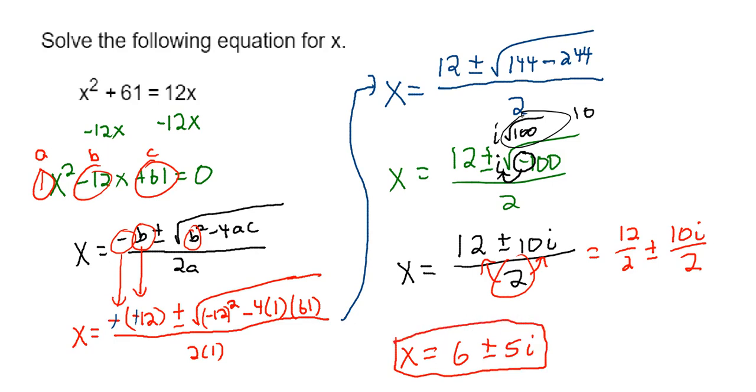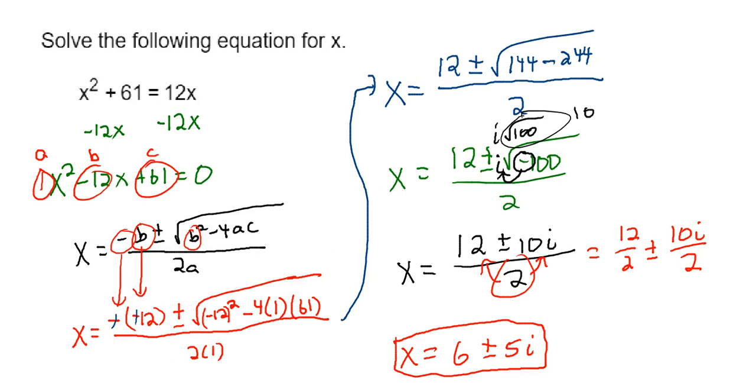All right, and that'll be the final answer. And again, we can just leave it with the plus or minus because the 6 and the 5i are not like terms. And so they won't combine together if we separate the plus and the minus sign. So we might as well just leave them put together like this, with the plus and minus sign together.